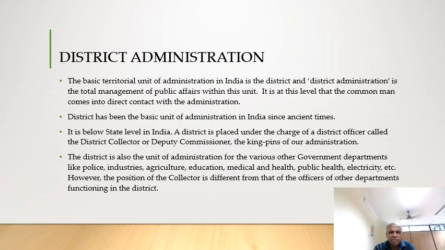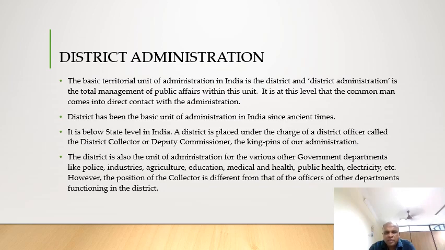And then come to district administration. The basic territorial unit of administration in India is the district, and the district administration is the total management of public affairs within this unit. It is at this level that the common man comes into direct contact with the administration. The district has been the basic unit of administration in India since ancient times. Below the state level in India, a district is placed under the charge of the district officer called the district collector or deputy commissioner, the kingpins of our administration.